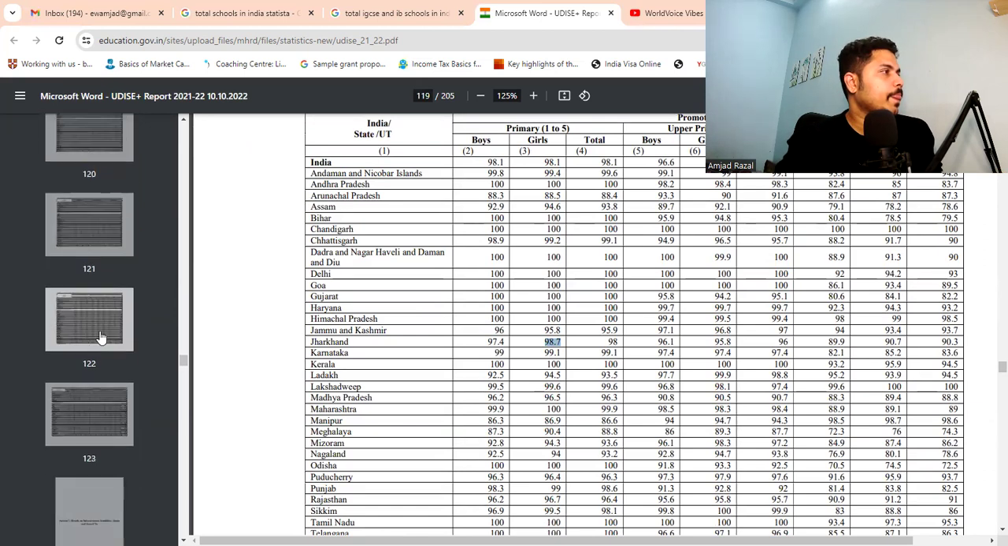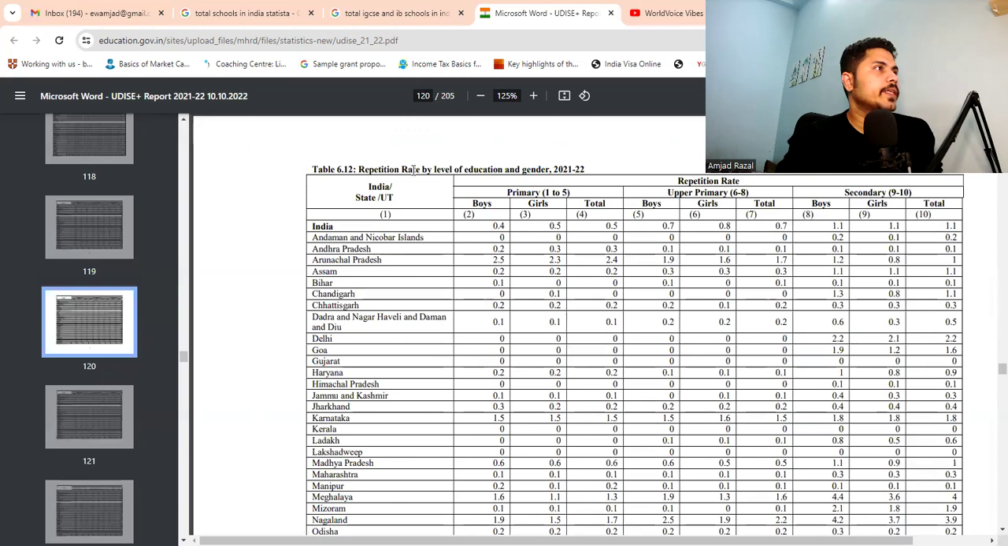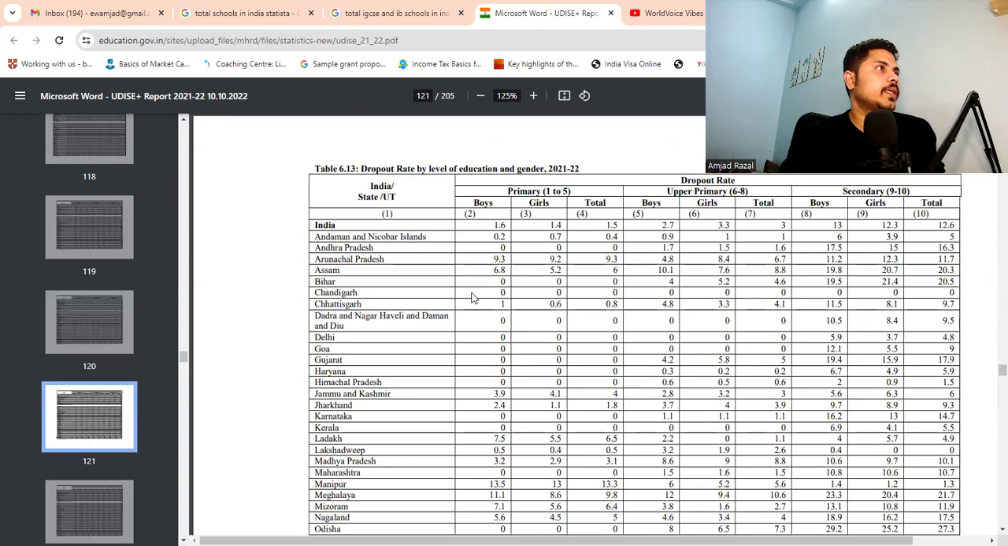Okay, the other performance metric is the repetition rate by the level of education. So now students, when they are made to be in the same class in the next year, how many of them repeat the same class? I think this is the data information. Okay, so repetition rate, you see zero means nobody, boys or girls, repeats the same class, they are promoted, that's why it is 100% in the previous data.